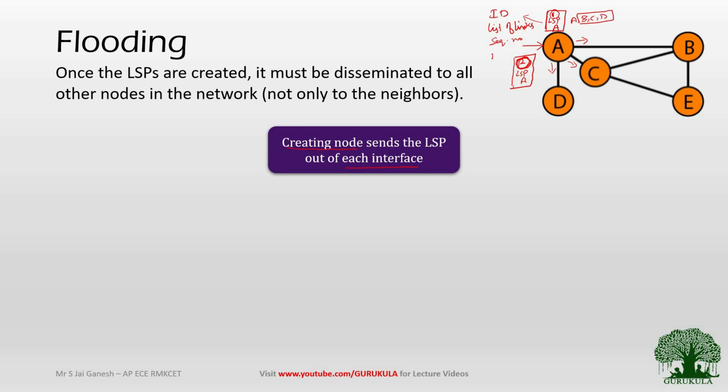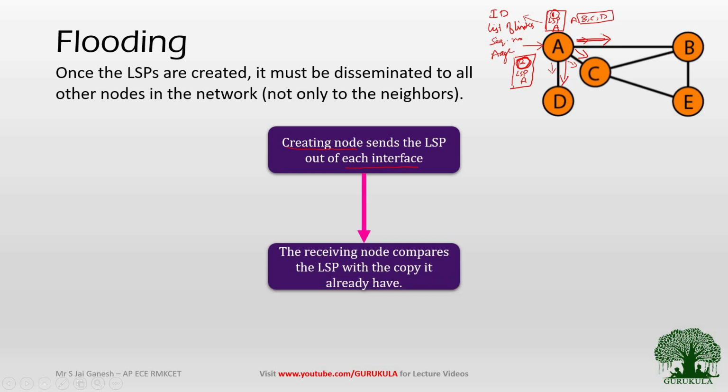And finally, it will have age in its content. This age will help us to identify how long this packet has to stay on the network. This is similar to time to live. So that is the very first step which we have to do. The creating node will create the LSP, and it sends it out of each of its interfaces. When you look at this figure, A will send its LSP to B and C as well as D. So these are all the interfaces that A will have. Now let us see what happens next.